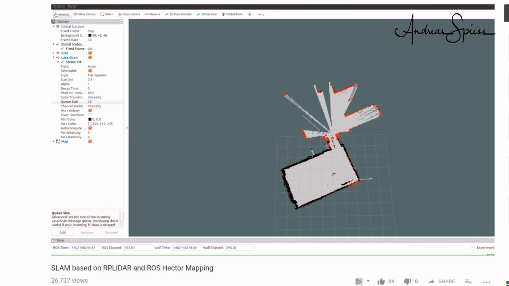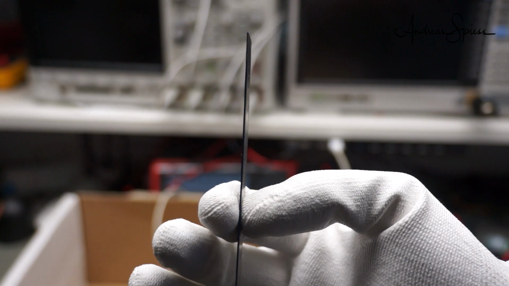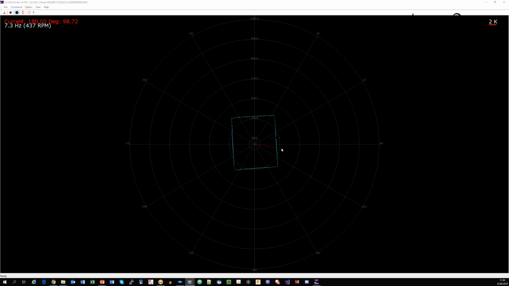But is it also good for obstacle avoidance? One question could be, is it capable of detecting small obstacles like this 0.8 mm thick ruler? Yes, it does on short distance, but not always, as we see. Still astonishing. The angle which is covered by this ruler is only 0.25 degrees.